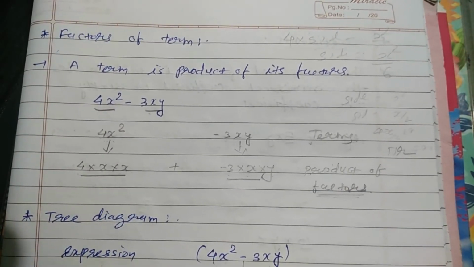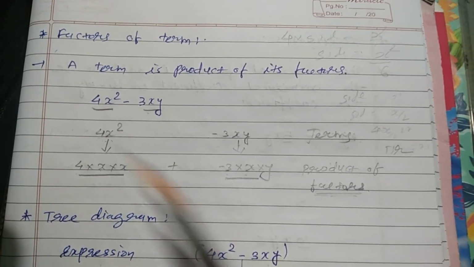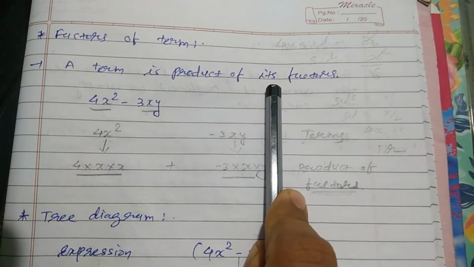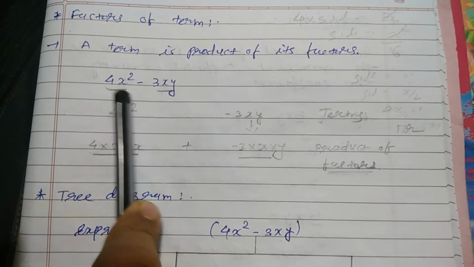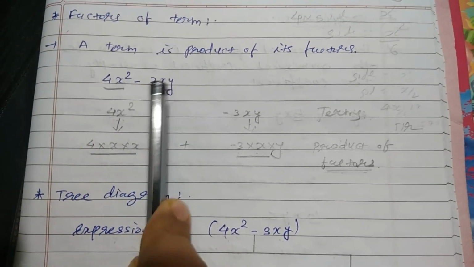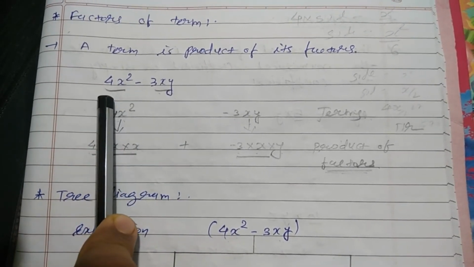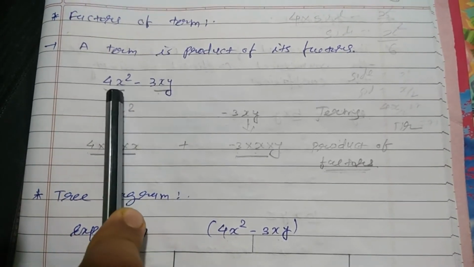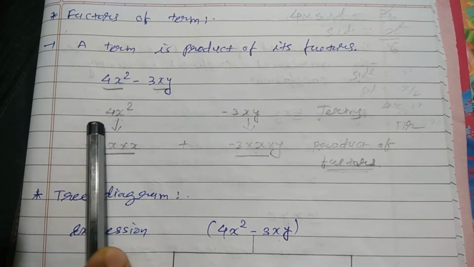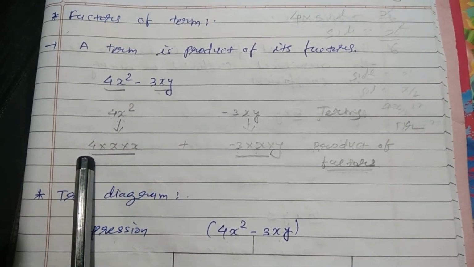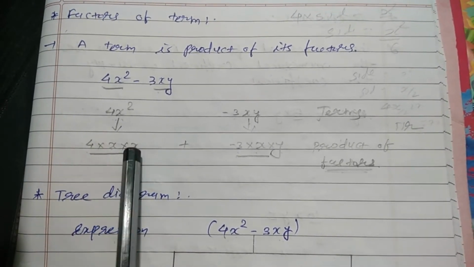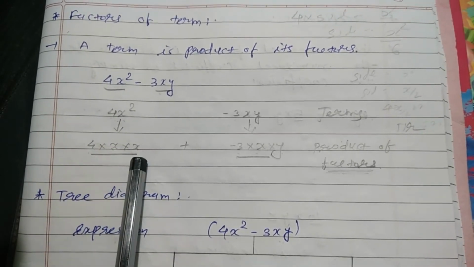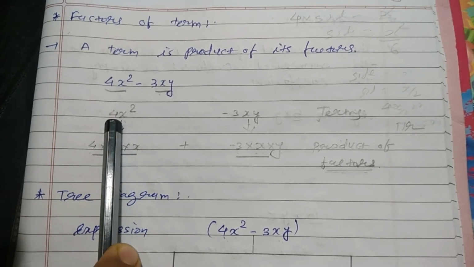Next topic, factors of the term. Here a term is a product of its factors. Here we take this expression 4x square minus 3xy. We can see directly that two terms are there, one is 4x square and another one is minus 3xy. So first term 4x square. How is this 4x square formed? When we multiply number 4 with x and again with x, we get 4x square. So these 4, x and x are called the factors of the term 4x square.